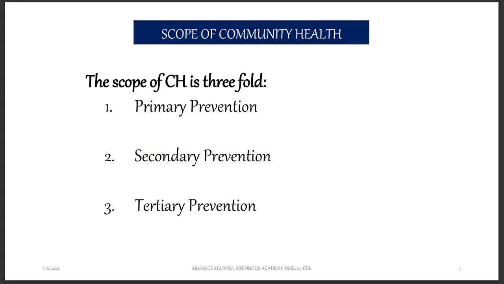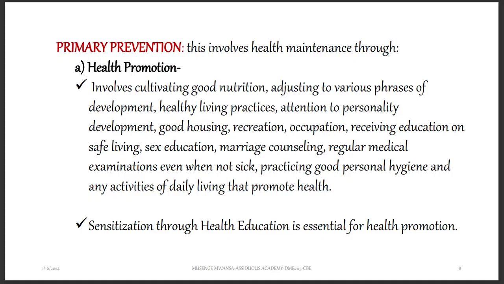Okay. Now, when you're talking about community health, there are three scopes that you should be able to understand. So, in community health, remember, we're just talking about things that can affect the well-being of a community. Now, after you have identified these things that can affect the well-being of a community, you can actually get to prevent them. There is the primary level of prevention, the secondary level of prevention, and the tertiary level of prevention.